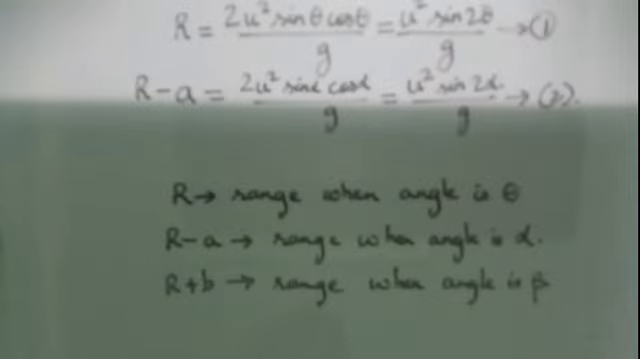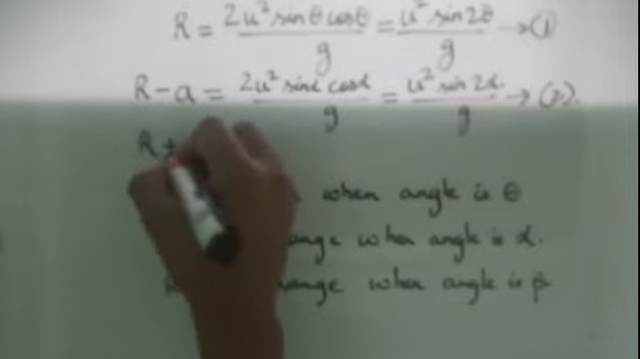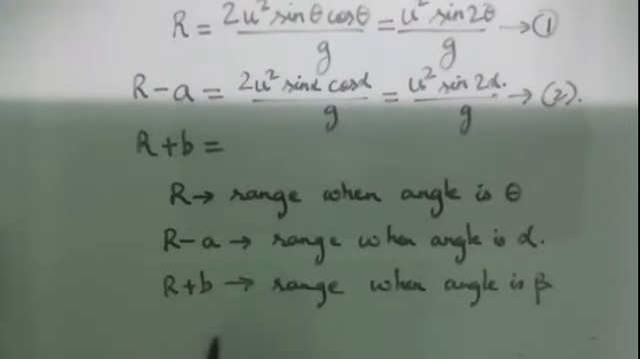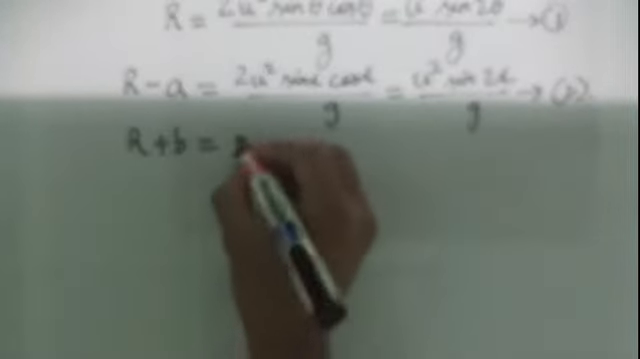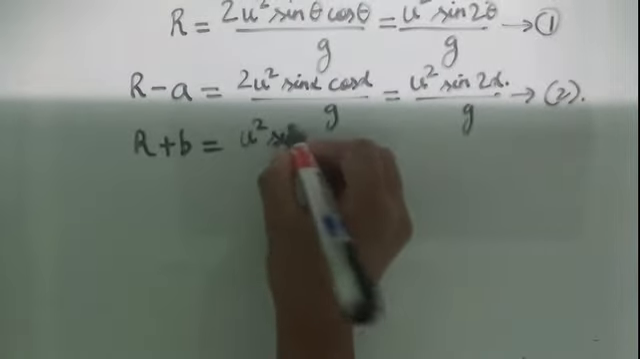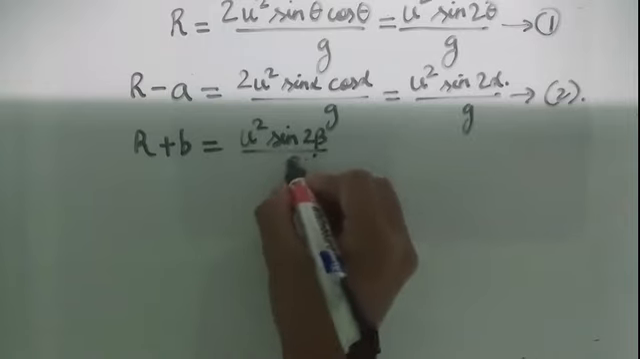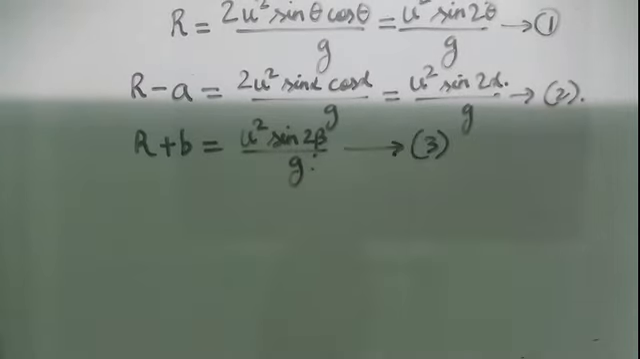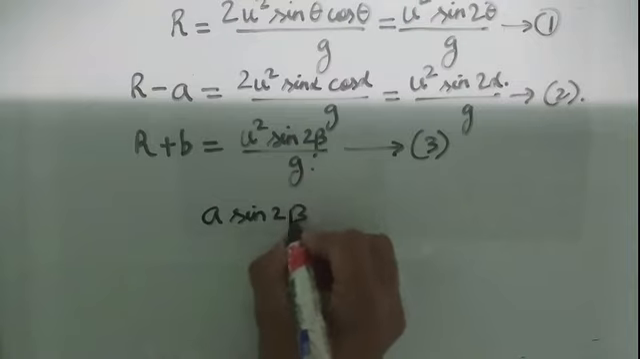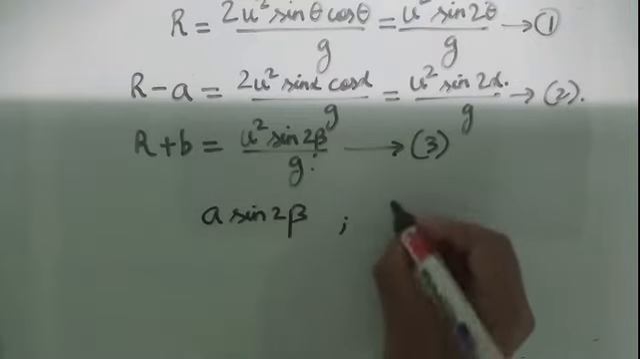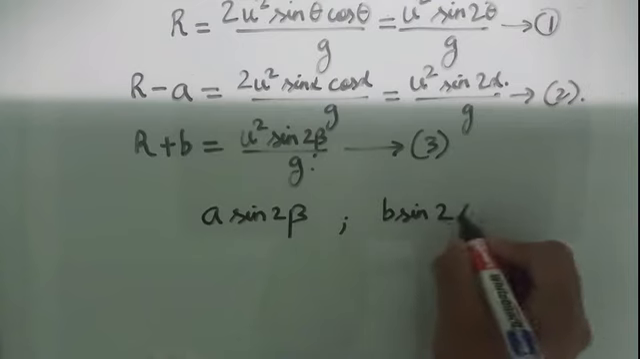And the third one, we will be having R plus b. Again, we'll do it in a similar way, but when the angle is beta, so we will have R plus b equal to u square sine 2 beta by g. This question is actually easier compared to the previous question, because in this question all clues are in the question itself. If you take a look at the question, we need a sine 2 beta, and also another term, that is b sine 2 alpha. So let us take a look.